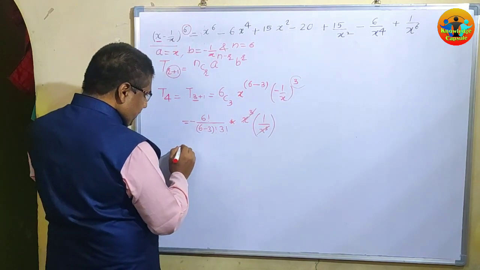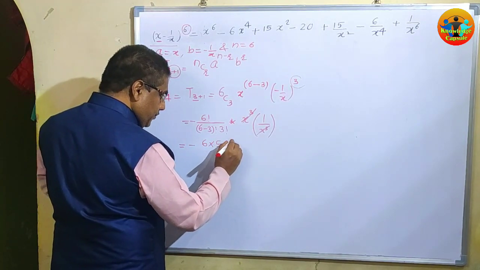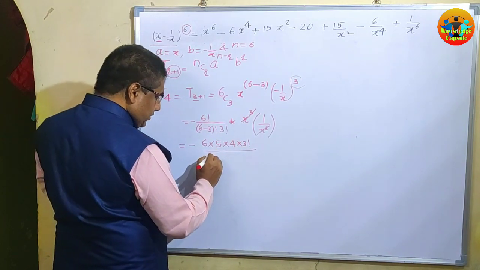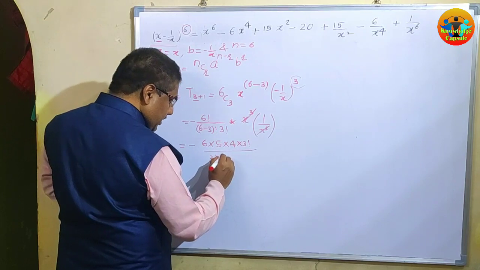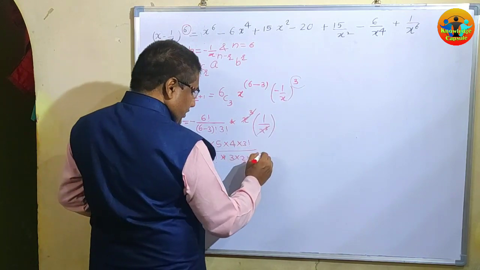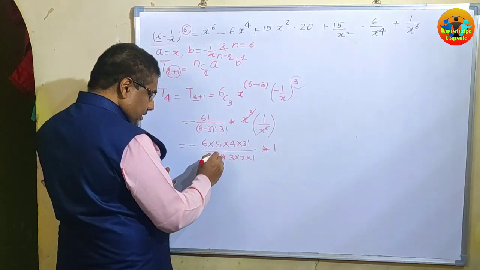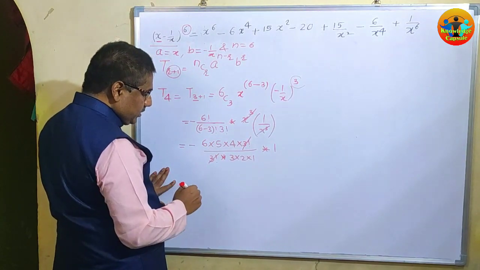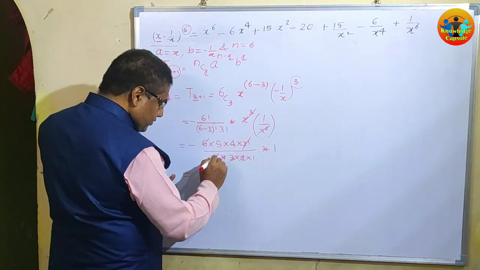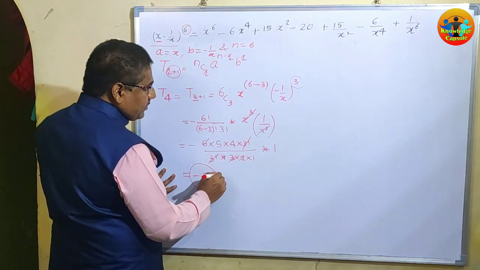This x raised to 3 will get cancelled. Factorial 6 can be written as 6 into 5 into 4 into factorial 3 upon (6 minus 3) factorial, which is 3 factorial, and factorial 3 can be written as 3 into 2 into 1, and the left out thing is just 1. Now we can cancel this 3 factorial from the numerator and denominator, and 3 2s are 6. The final answer is 5 4s are 20, minus 20. This is the fourth term, the required term.